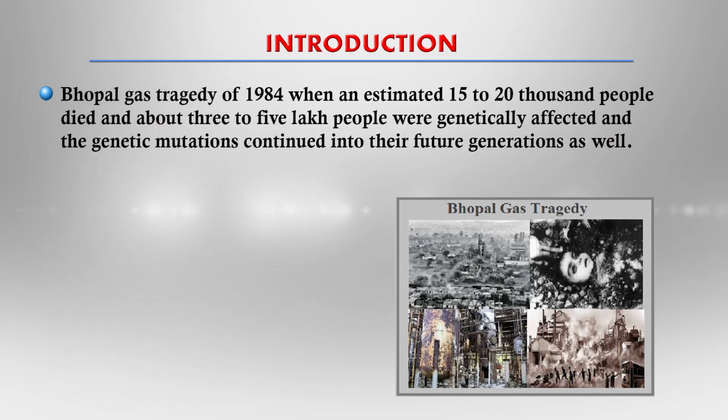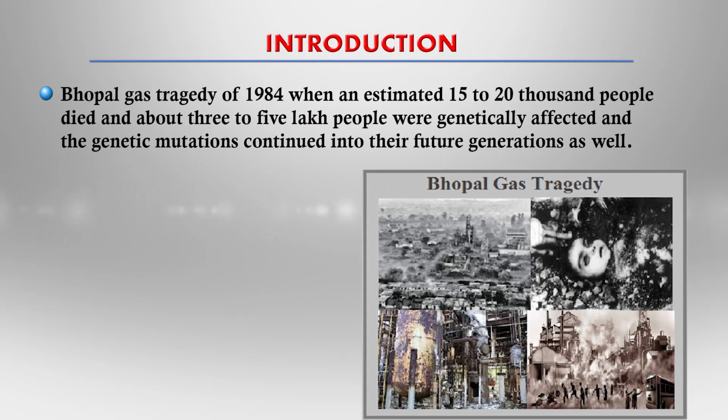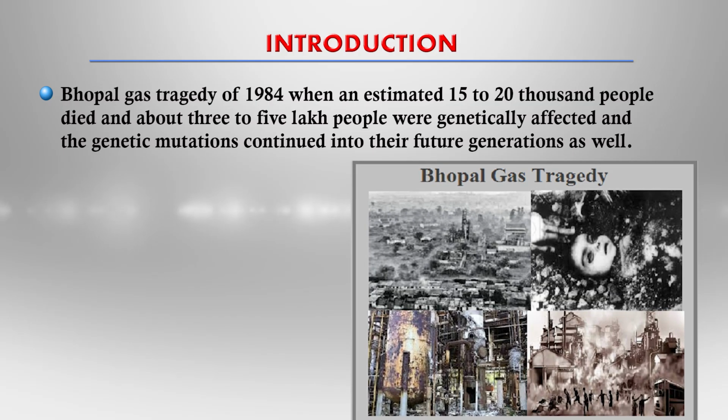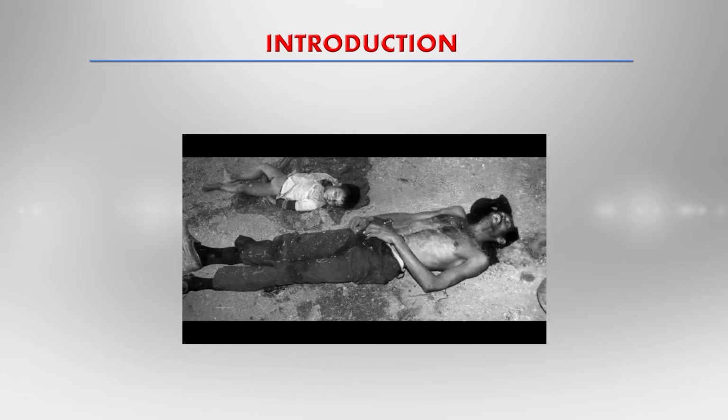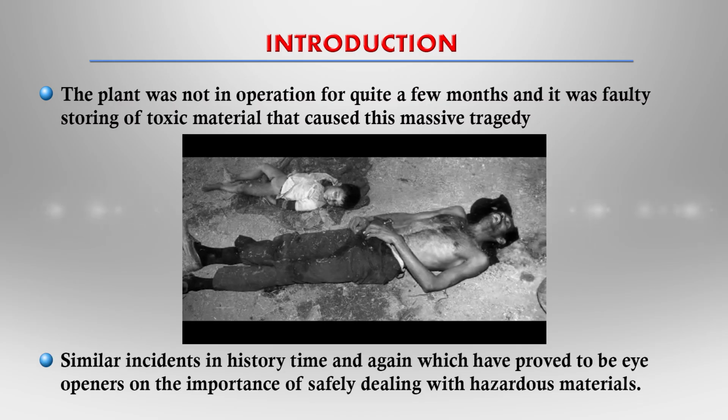You may be remembering the Bhopal gas tragedy of 1984, when an estimated 15 to 20,000 people died as reported by the government, and about 3 to 5 lakh people were genetically affected, and genetic mutations continued into their future generations as well. This is one of the actual pictures witnessed on the day of the accident. The plant was not in operation for quite a few months, and it was faulty storing of toxic material that caused this massive tragedy. Similar incidents in history have time and again proved to be eye-openers on the safety, health and environment impact.